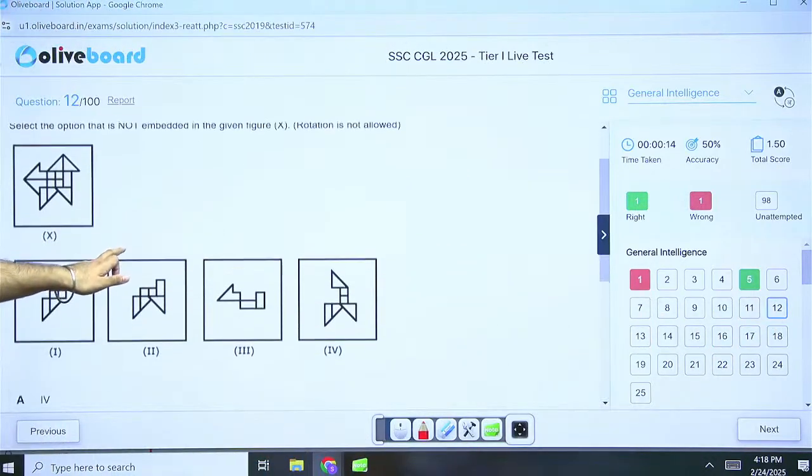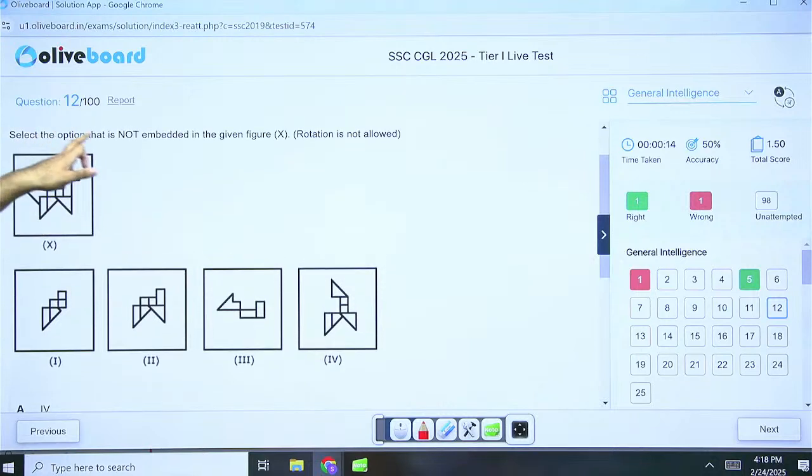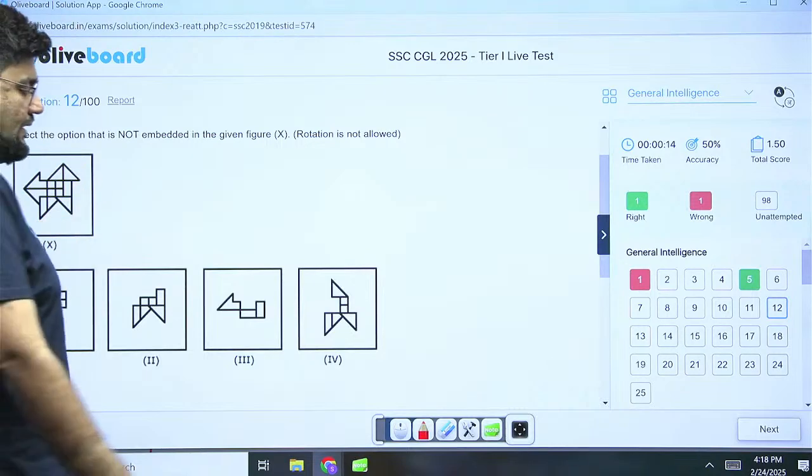Okay. You have to select the option that is not embedded in the figure. So you have 4 options here. You have to choose the one which is not embedded in the main figure.